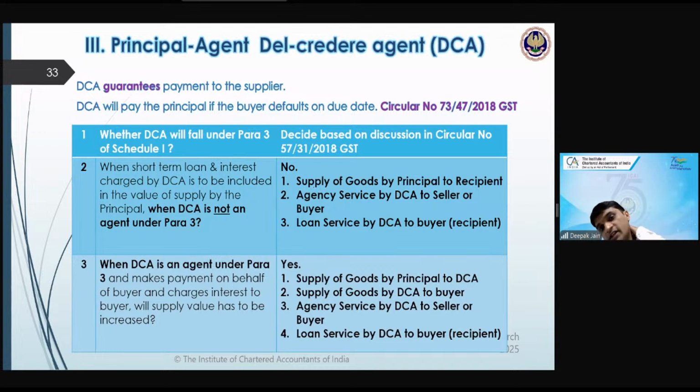Anup Kumar, what is para 3? Para 3 is like how we have this, no, that schedule 1, point number 3, that is referred to as schedule number 1, para 3.